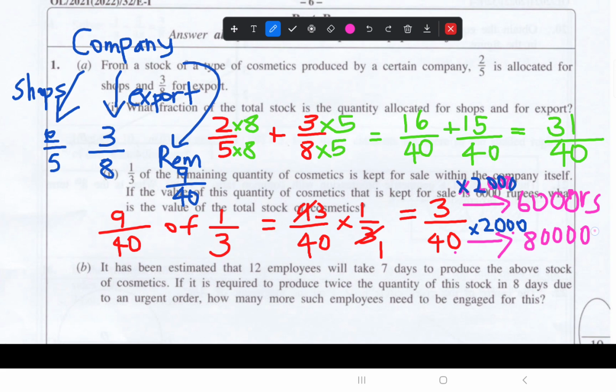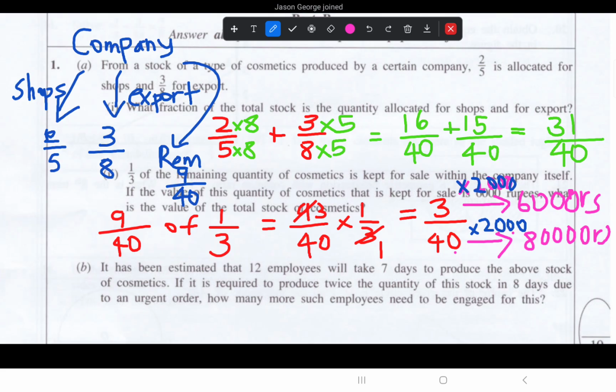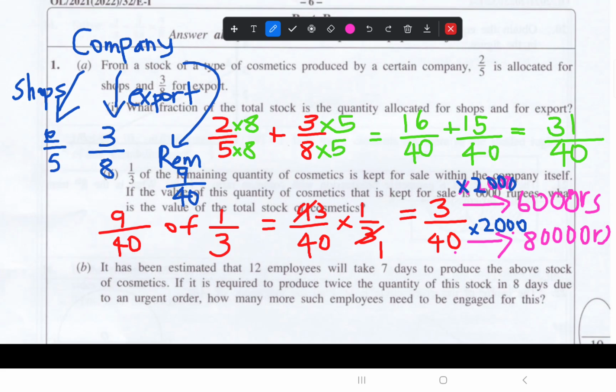So the total price of this cosmetic stock equals 80,000 rupees. The value of the total stock of cosmetics is 80,000 rupees.